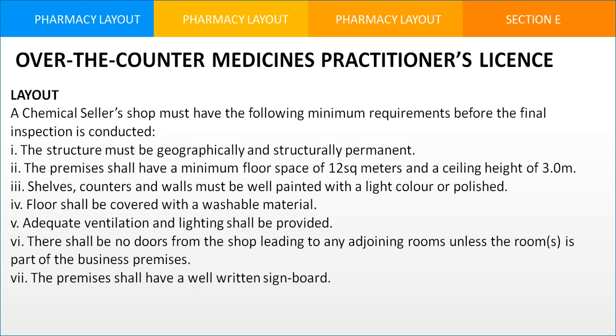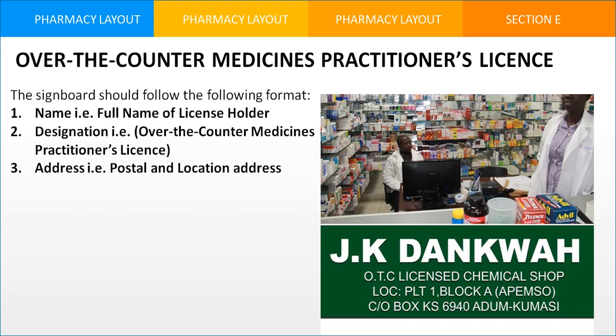And the last one, the premise shall have a wall-written signboard, like what I'm showing. It should have the name. So you can say JK Dankwa. It should have the name of the license holder too, the designation, and here it is over-the-counter medicines practitioner license, okay? And the last one is the location of the shop. So you can see location is plot 1, block A, Apimso, Edumkumasi.